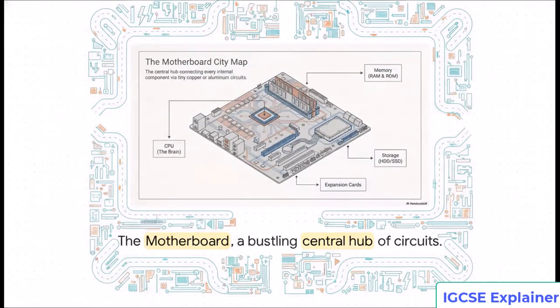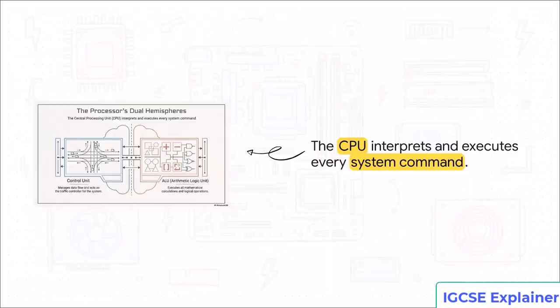Welcome to the motherboard. Now, what's really interesting about this is you can think of it as a bustling city map. It is the central hub connecting every single internal component. Those tiny copper and aluminum circuits, they're basically data highways, rapidly routing traffic from one district of the city to another. Smack in the center of that city is the CPU, the Central Processing Unit. This is the absolute brain of the operation, interpreting and executing every single system command.